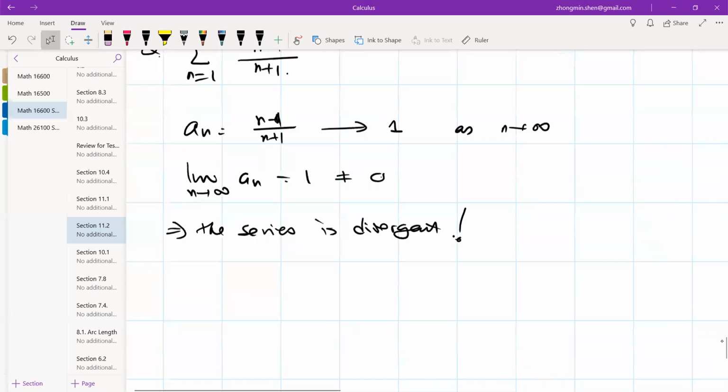All right, so let's do the next problem. Okay, so here's the next problem.